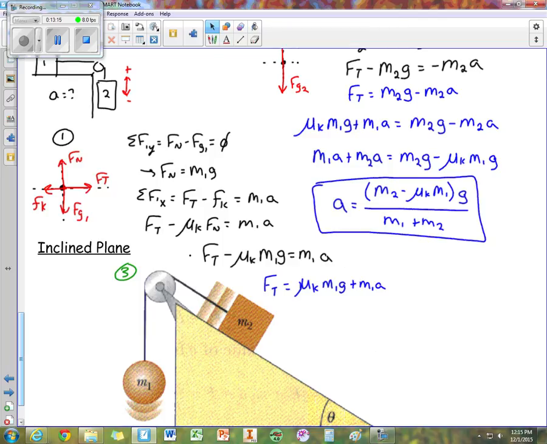Likewise, if I wanted to find the tension, I could have solved both equations for acceleration and set them equal to each other and done it like that. All right, that concludes the notes for this entire unit.